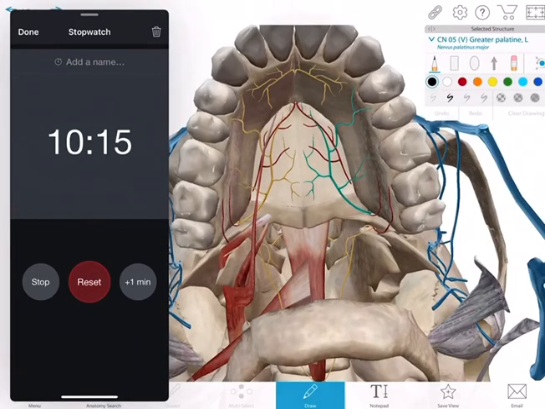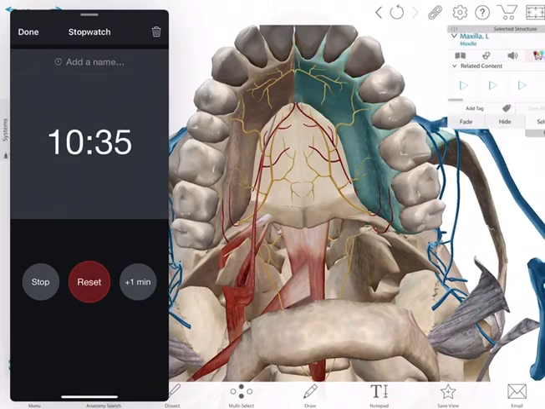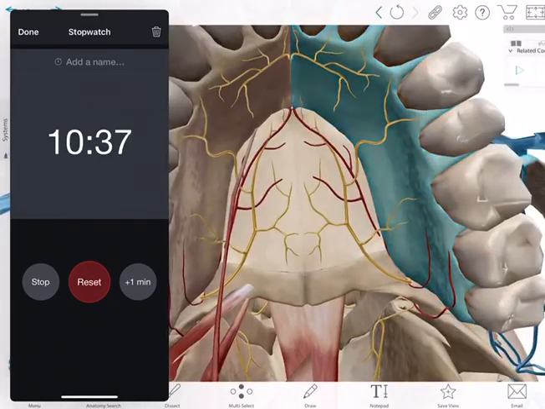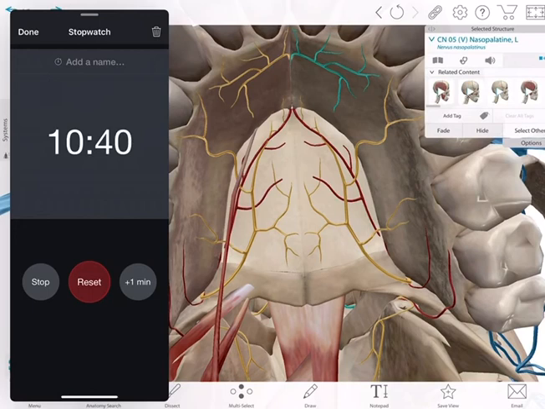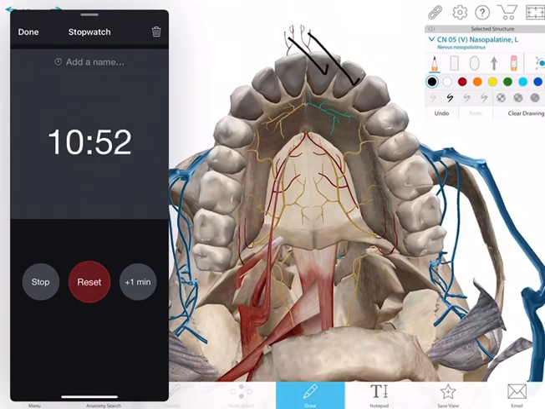Also, we have the lesser palatine nerve, which passes posteriorly to the soft palate. The lesser palatine nerve will supply mainly the soft palate. Here we can see the lesser palatine nerve, and the nasopalatine nerve, which will supply. Here we can see the nasopalatine nerve. Here is the nasopalatine nerve, which supplies the hard palate and the gingiva of the anterior teeth, which are the lateral incisor, central incisor, and the canine teeth.